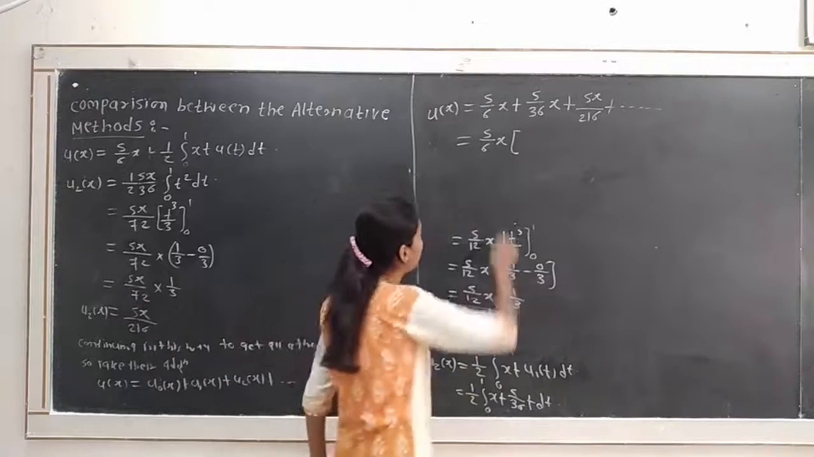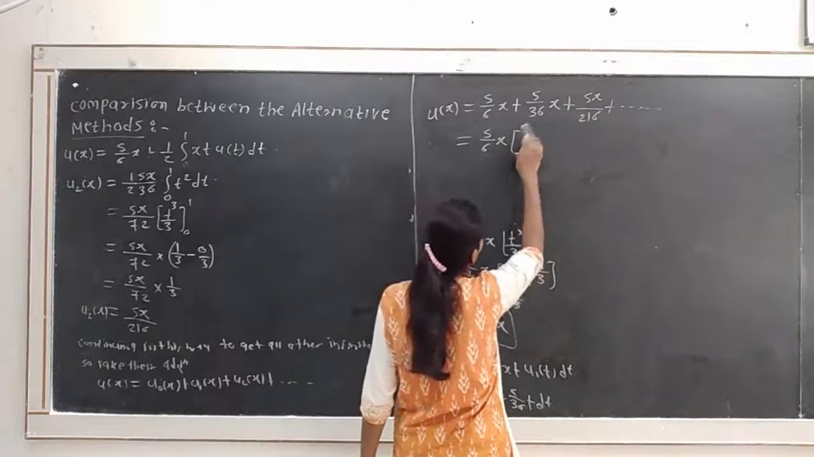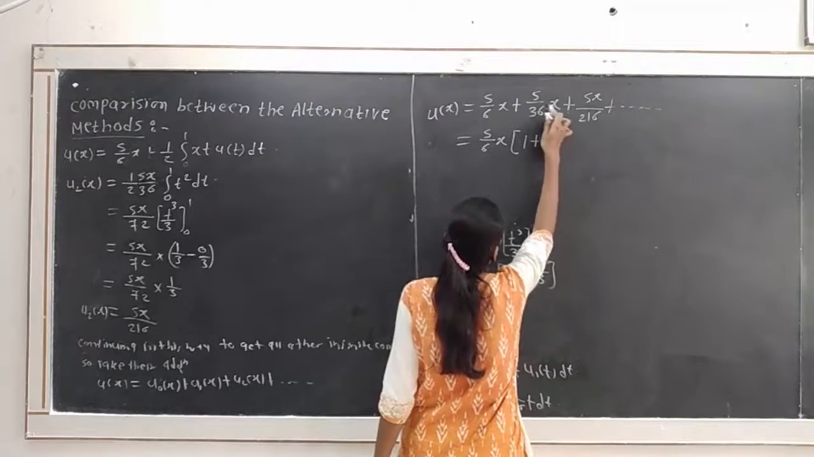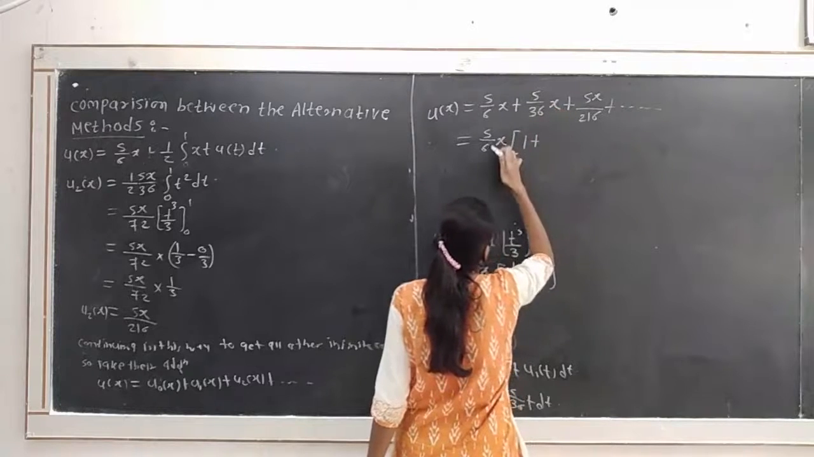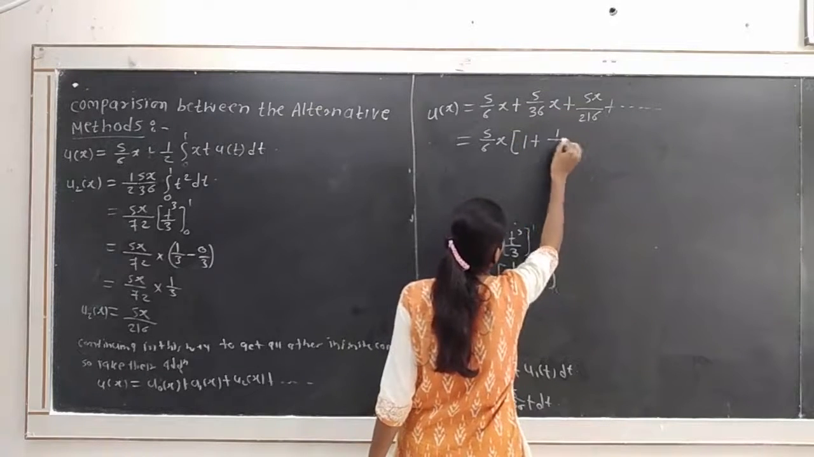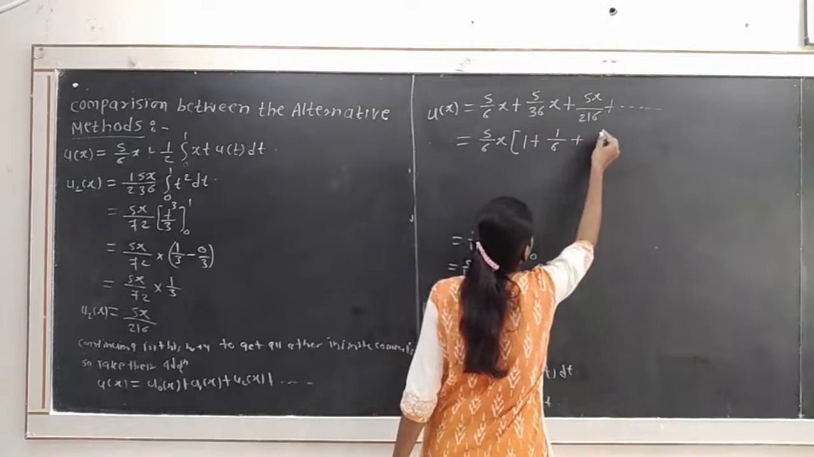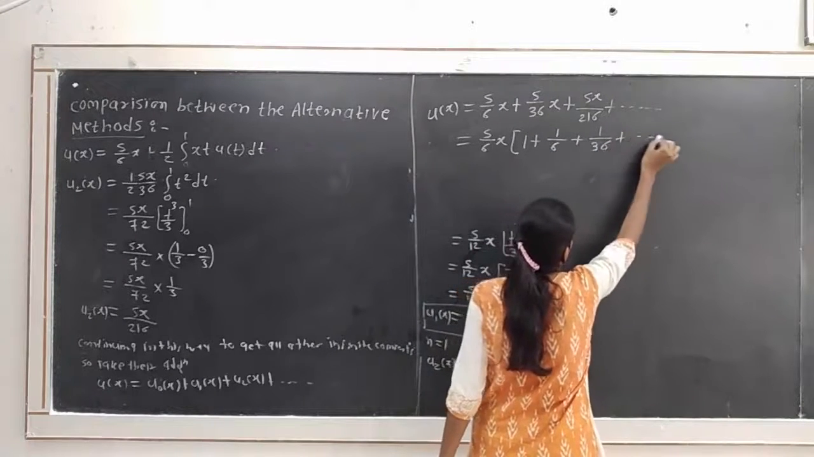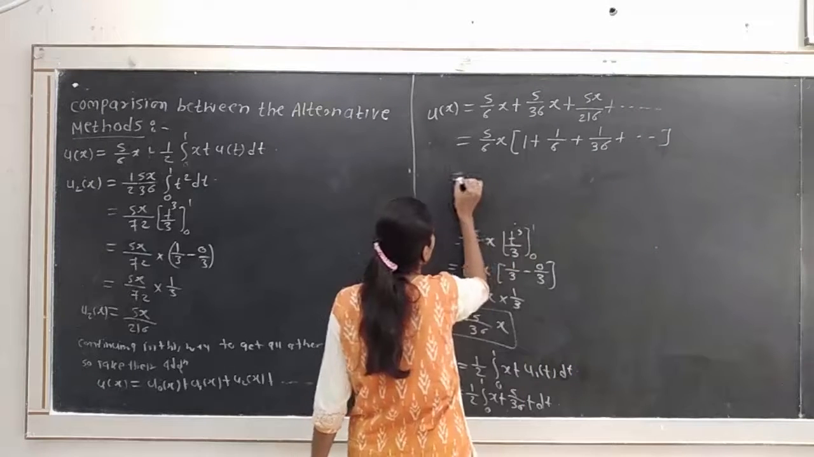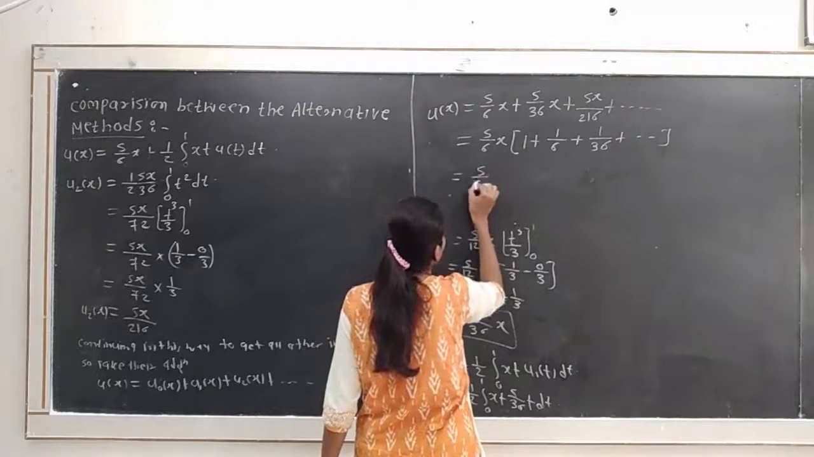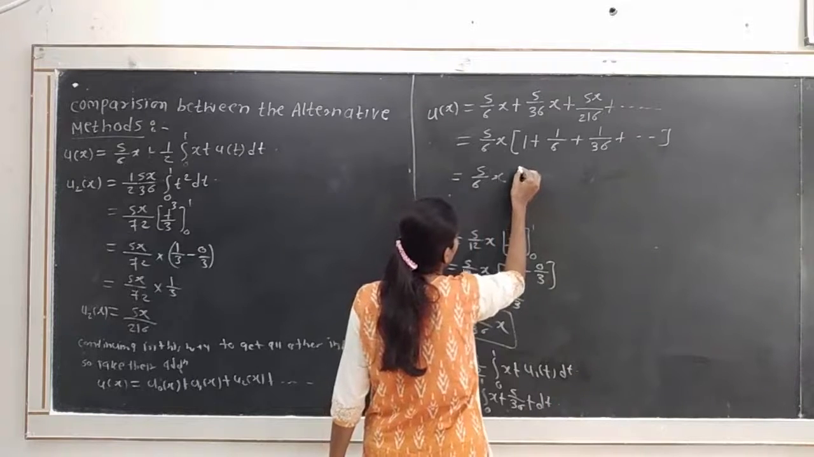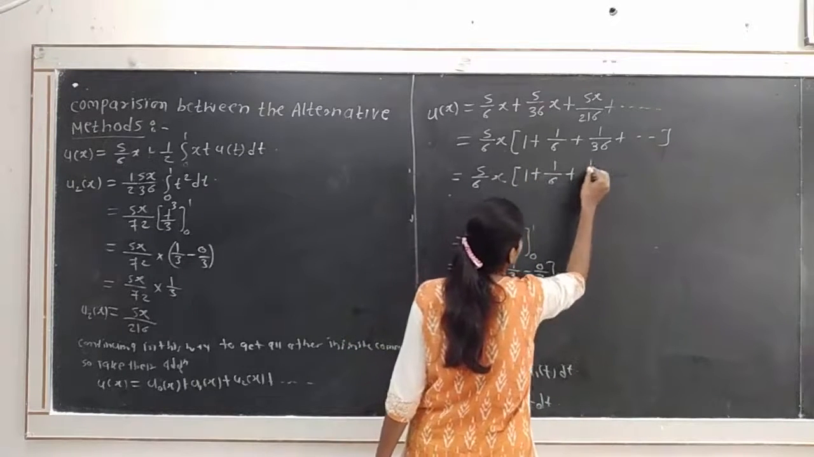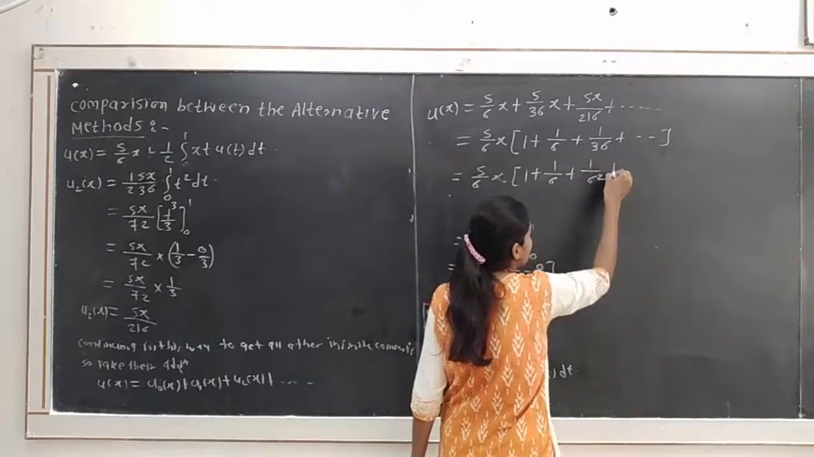So we take 5 divided by 6 into x outside, so we get 1 plus 5 divided by 5x we take outside divided by 6 also outside, we get 1 by 6 plus again 1 by 36 plus up to so on. So it is equal to 5 divided by 6 into x, and we can write this as 1 by 6 plus 1 by 36, that is 1 by 6 square.